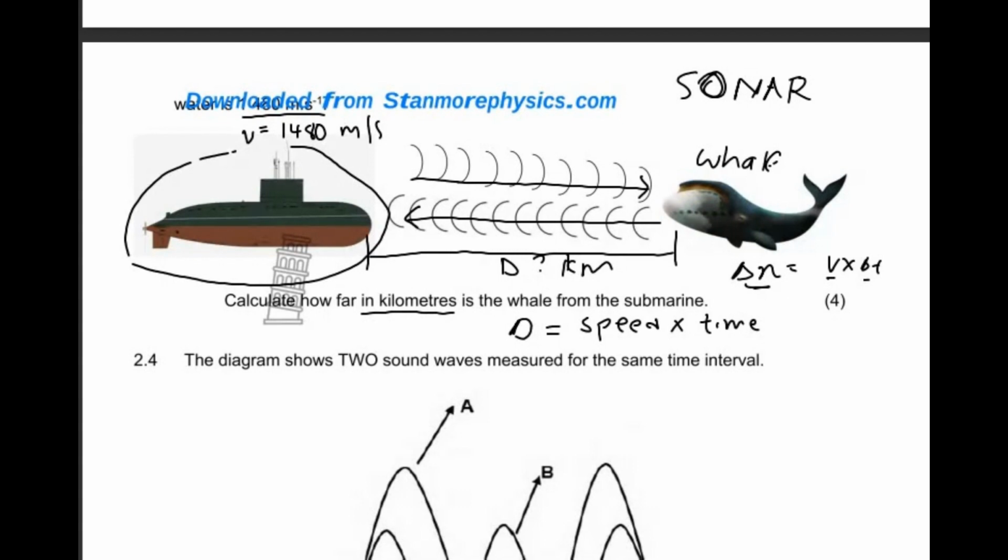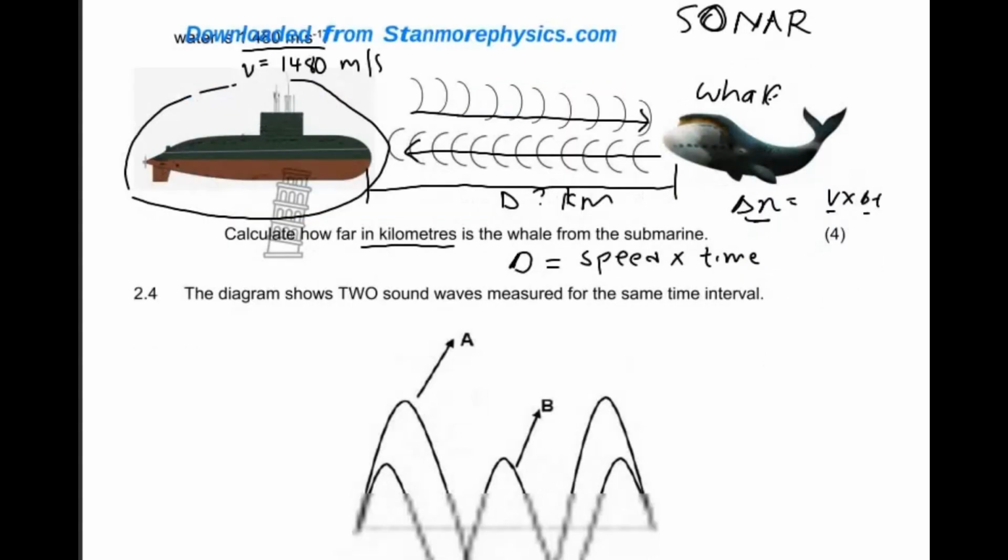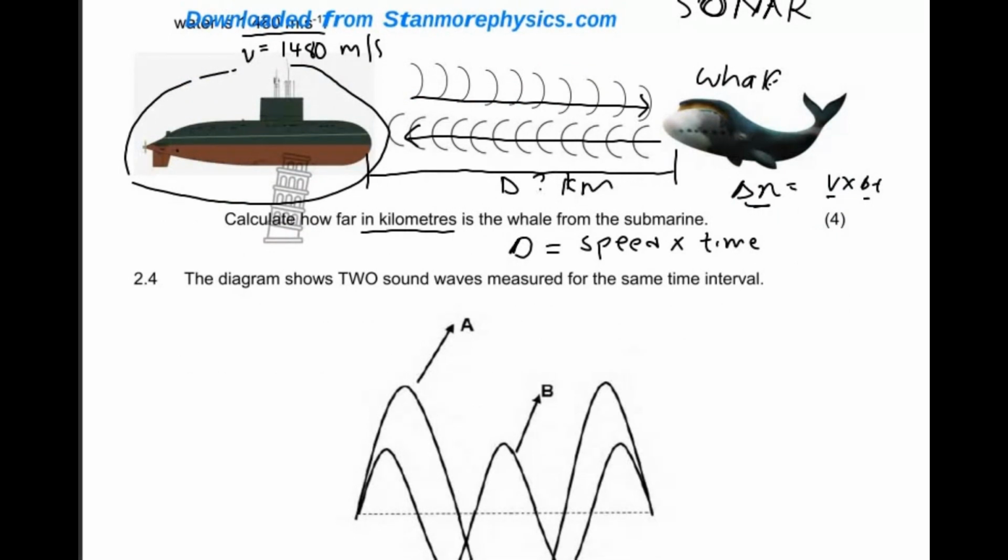But one thing that is important about these types of questions is that you need to realize that the signal travels 2 times the distance, because it travels from the submarine to the whale, and it travels back the same amount. So if it traveled 5 meters to the whale, it will travel another 5 meters. It means the total distance it traveled was 10. So that's why we include a 2 there. So 2d equals the speed times the time. To find d, we simply divide both sides by 2. What you do on the left, you do on the right.